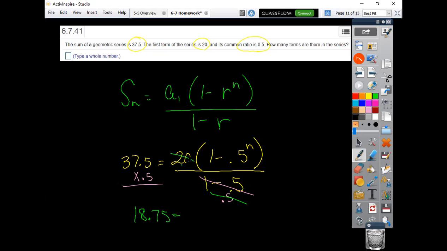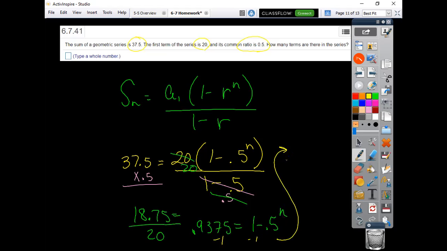Equals then I'm going to divide by this 20. And so 18.75 divided by 20 is 0.9375. And that's going to equal 1 minus 0.5 to the n. So if I subtract this 1 to the other side, I run out of space here, a negative 0.0625 for the 0.9375 minus 1 equals the negative 0.5 to the n.